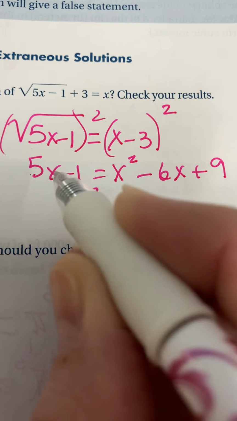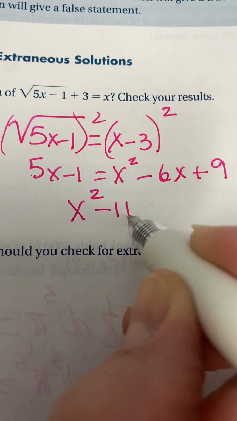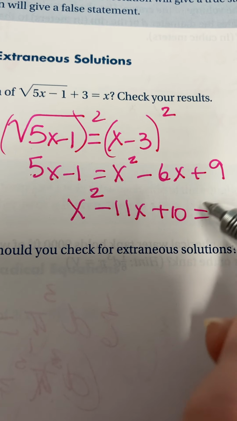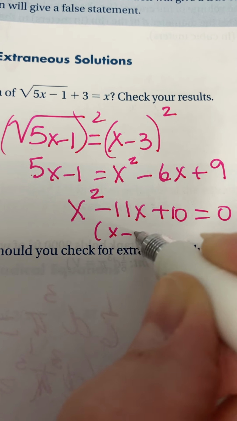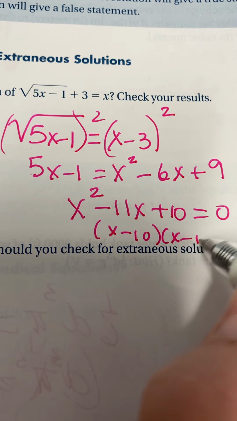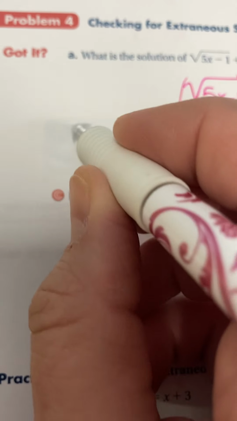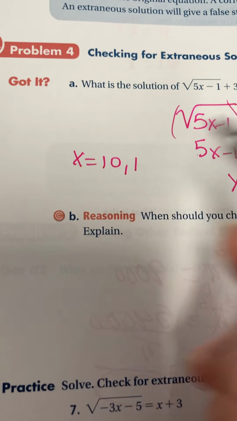All right, so I have the x squared. I'm going to bring the 5x over, which gives me a negative 11x. I'm going to add my 1 over here, which gives me 10. Set it equal to 0. So it looks like x minus 10, x minus 1 will be our factors, which means x could either equal 10 or 1. All right, well, let's see if they work.